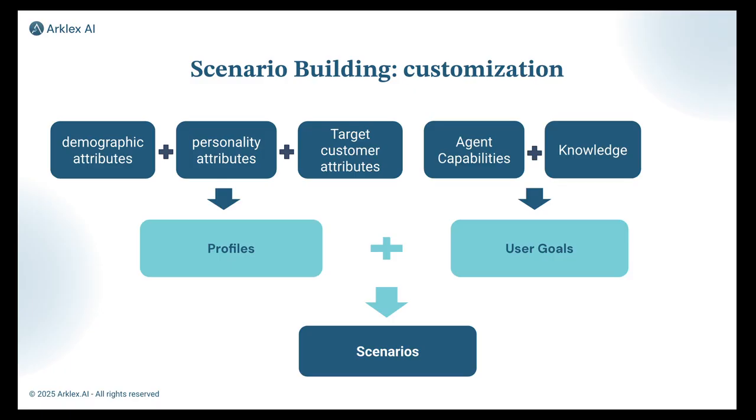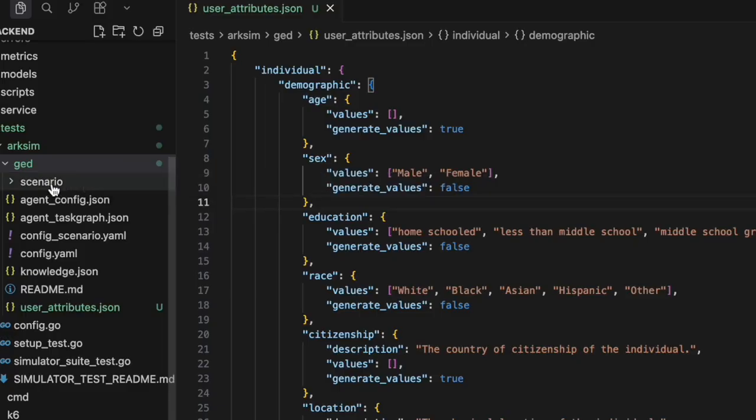First, we build scenarios by generating a variety of user profiles and their conversational goals. You can customize users' demographic attributes, personality attributes, or, from your company's perspective, your target customers' traits. We'll see an example shortly. You also define a list of the agent's capabilities and the knowledge that the agent has access to in order to generate the user goals. Together, these will be the scenarios that are used in the next part to simulate conversations. Here is an example.